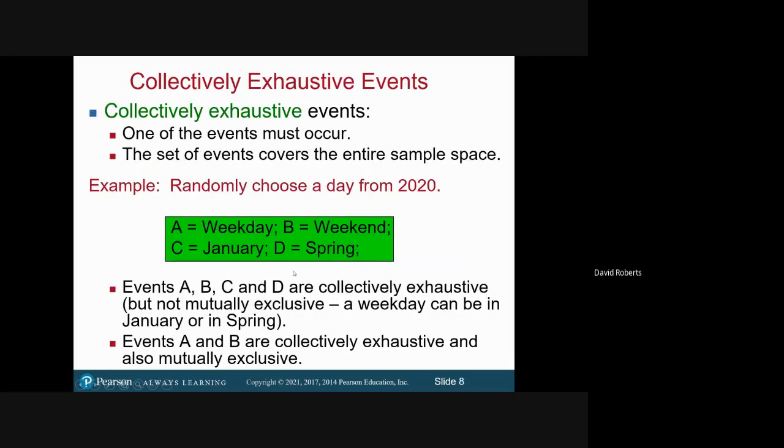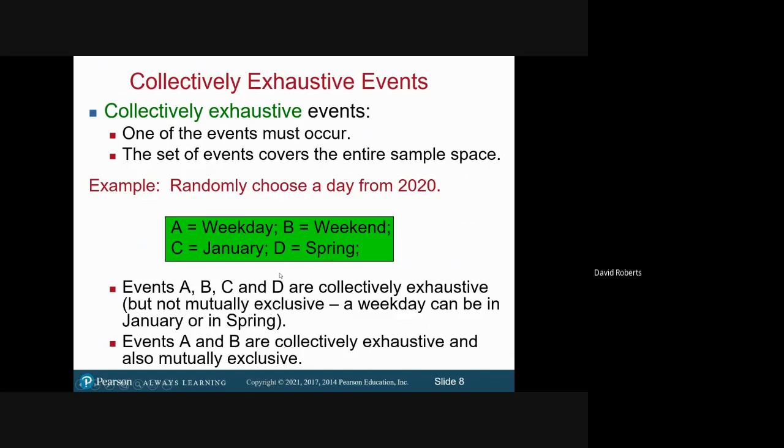So in this particular case, you can have days that are weekdays and weekends, so they're mutually exclusive. You can have a day that's in January or a day that's in the spring, and at least in North America, January is not part of the spring. It's definitely part of the winter. But you can't have a day that's a weekday and a weekend. You can have a weekday or a weekend. You can have January or spring, but you can have a weekday in January. You can have a weekday in the spring, etc.